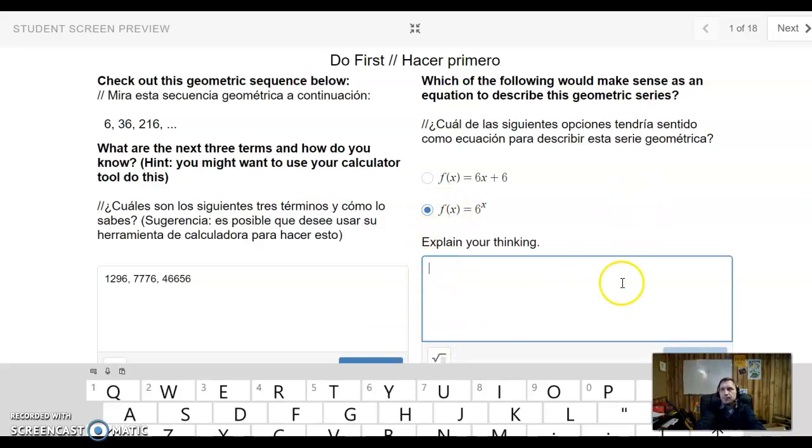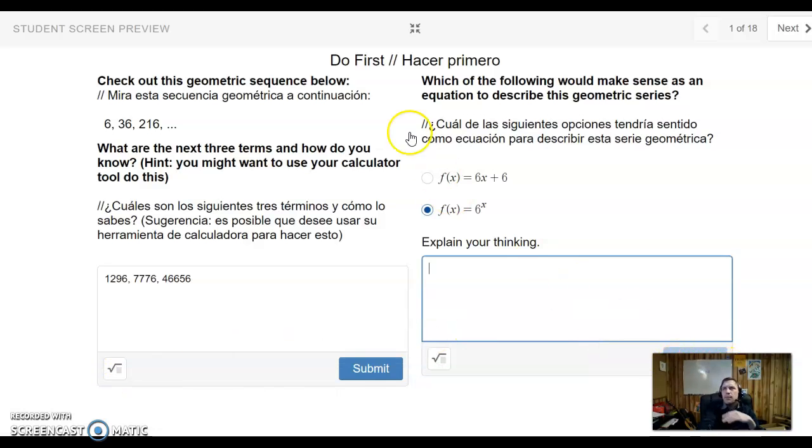You can do it again by plugging in the second term. If I plugged a 2 in here, I get 6 times 2 is 12. 12 plus 6 is 18. That's not 18. If I plug in 2 into this function, 6 to the second power, 6 squared is 36. So that is one way of testing out an answer to find it.